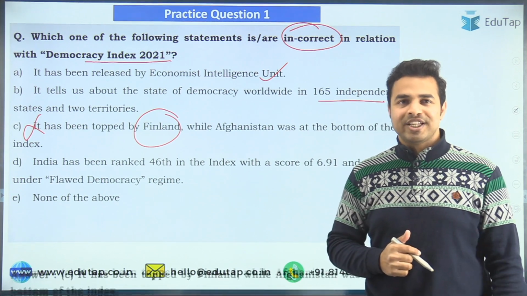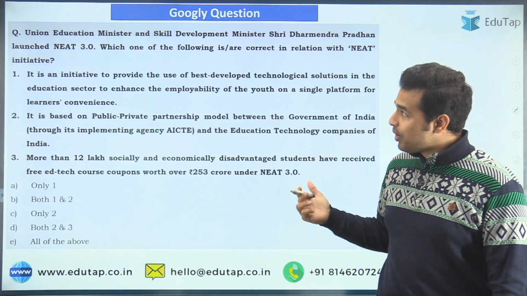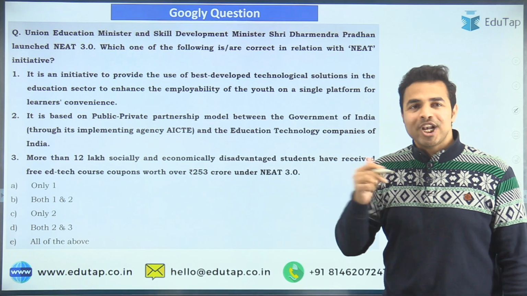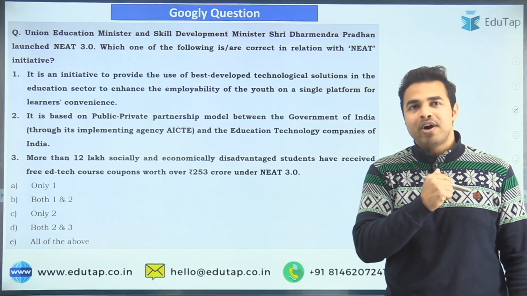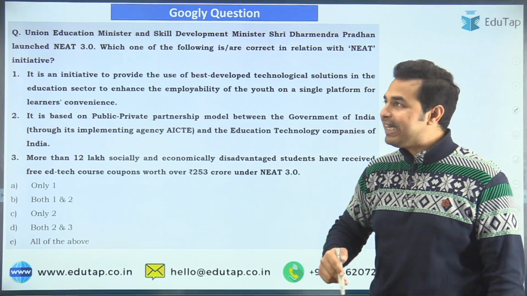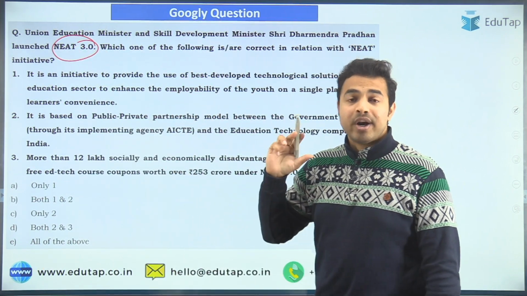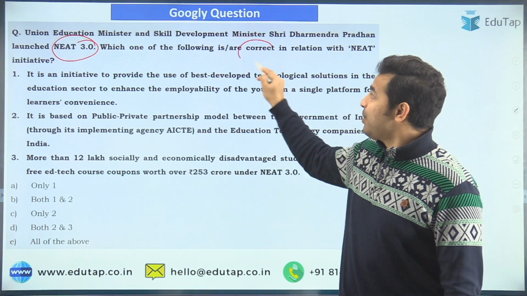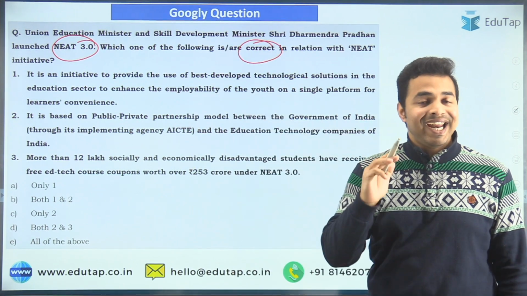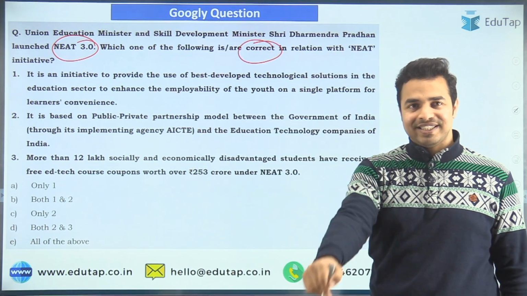And now let's move on to the next question. So guys, the next question is a googly question, and today the googly question is based on a very important initiative which was launched recently, that is NEET 3.0. In this question, you are required to identify the correct statement in relation with the NEET initiative, and kindly answer this question in the comment section below.